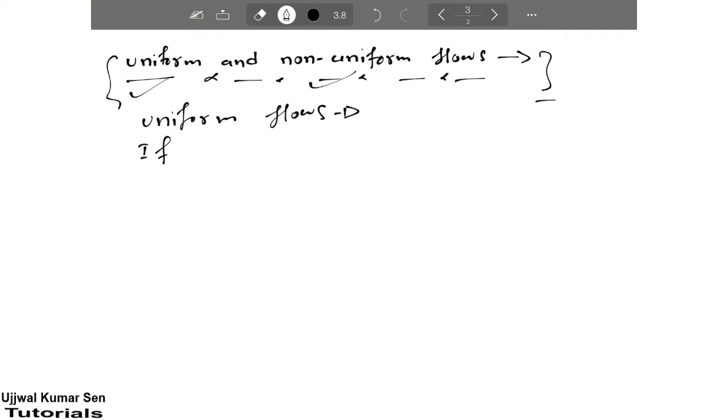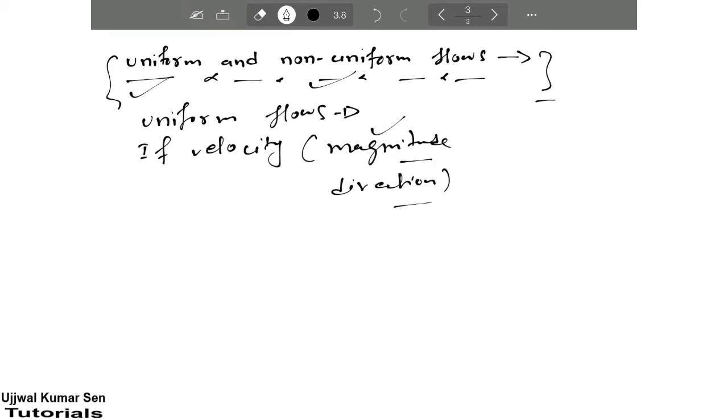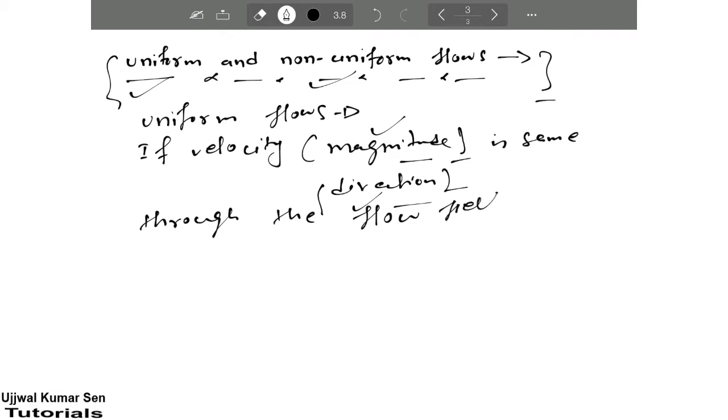So if you see the definition, if velocity, that means there are two things that will come, magnitude and direction, because velocity is a vector quantity. Magnitude means numbers 2, 3, 4, 5, 6, direction sense, I mean it will give us positive and negative sign. Maybe you have studied about this in 11th class science in physics, right? So if velocity is same through the flow field, is known as what?